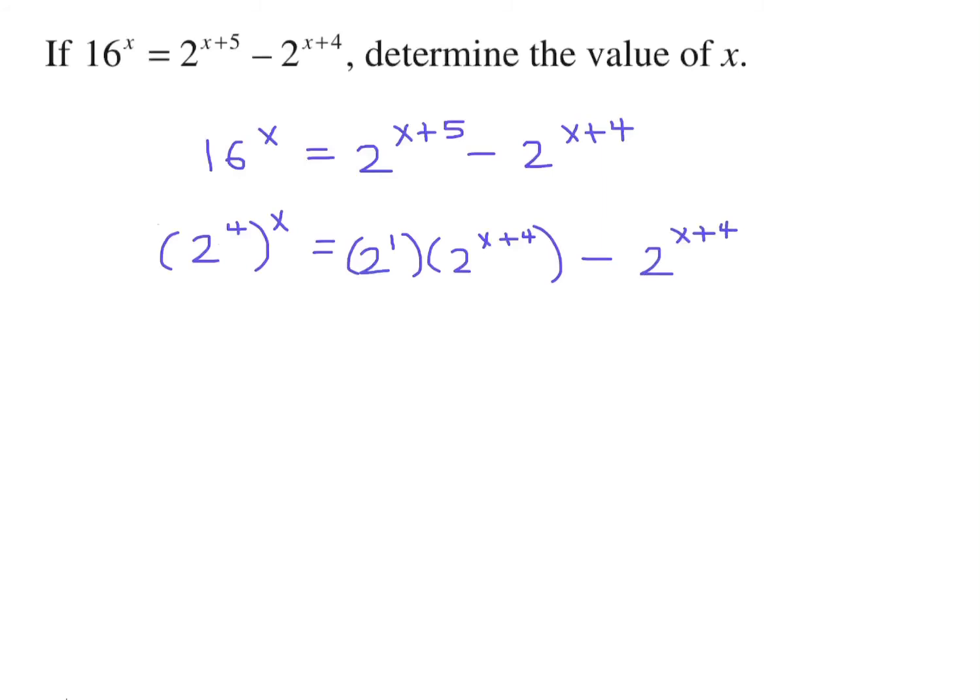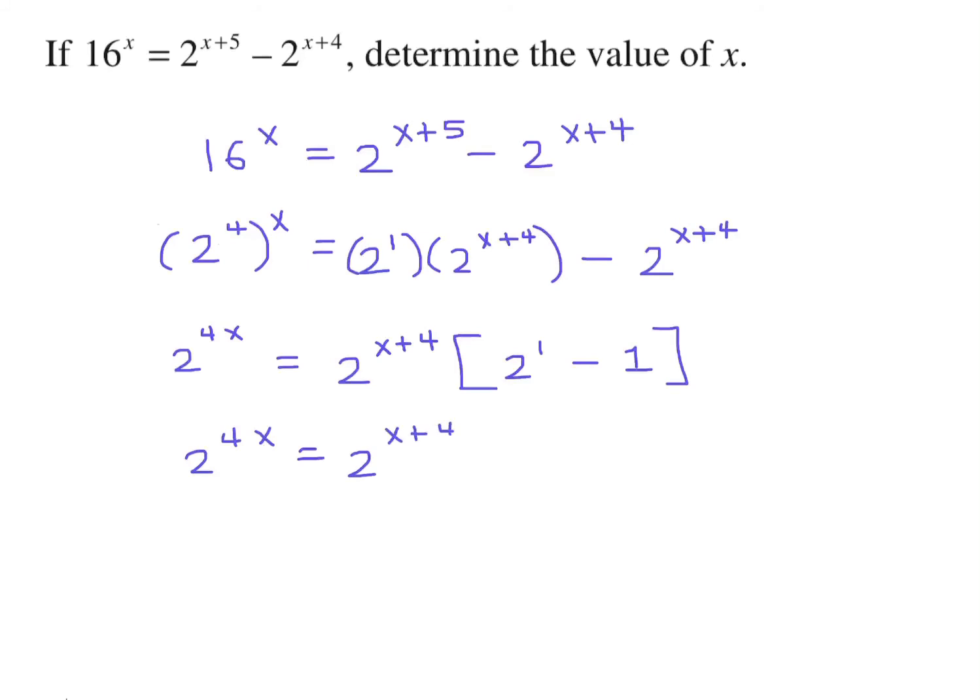Okay, let's see here. This one becomes 2 to the power of 4x. And I can factor out 2 to the power of x plus 4 on this side. That leaves 2 to the power of 1 minus just 1. All right, no tricks, just basics. And then this one here is the same. Nothing you can do there so far. 2 to the power of x plus 4. And then in the brackets, it's just 2 minus 1, which is just 1.